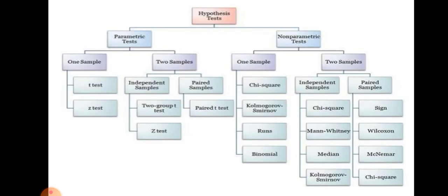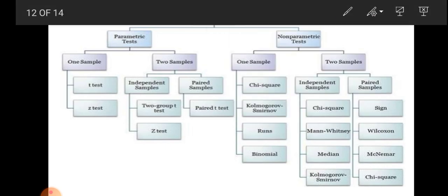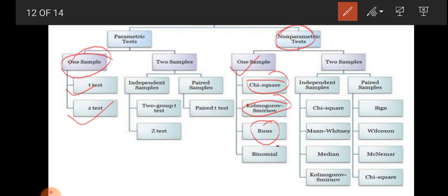Now hypothesis tests. Here hypothesis tests are divided into two, that is parametric and non-parametric. If one sample is there in parametric, then we can go for the t test and z test. In non-parametric, if one sample is there, we can go for chi-square, Kolmogorov, runs, and binomial.